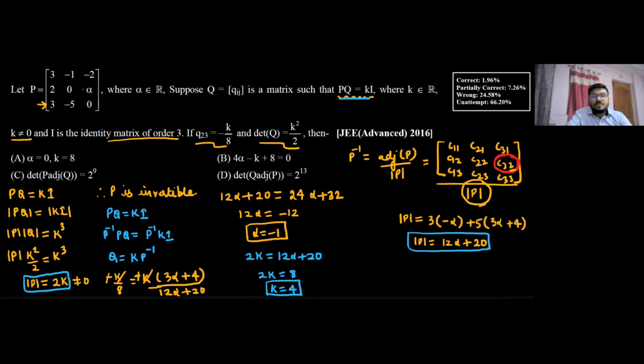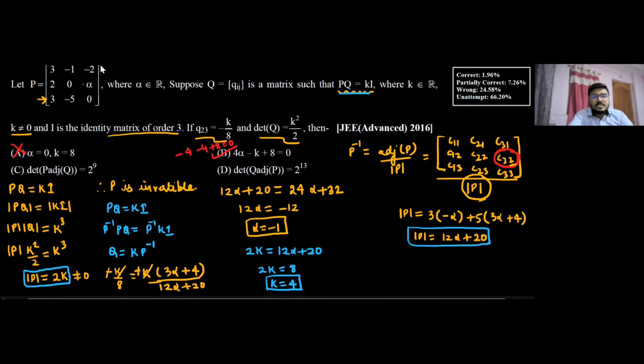So at least we can check first and the second options. Let's check that. The first option alpha is 0, which is wrong. Second option is 4 times alpha means minus 4 and minus K means minus 4 plus 8 equal to, yes, it is equal to 0. So option B is correct. Now let's check from the option C and D, as it is a multiple correct question. Now let's check option C and option D.